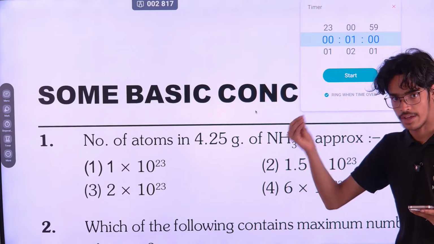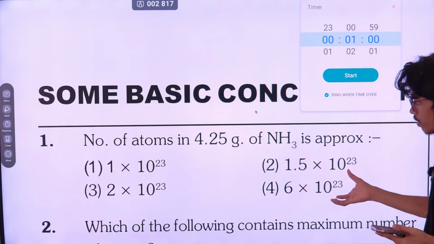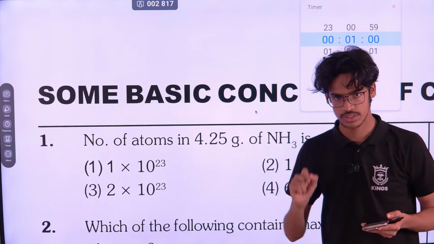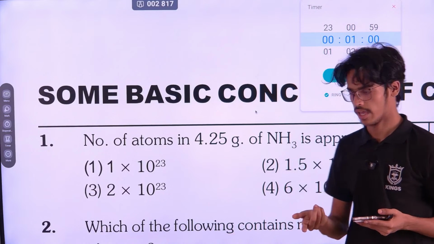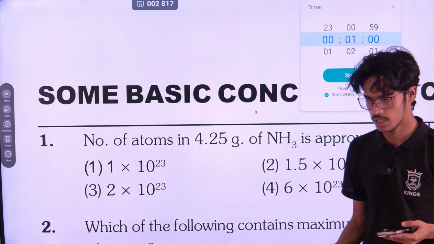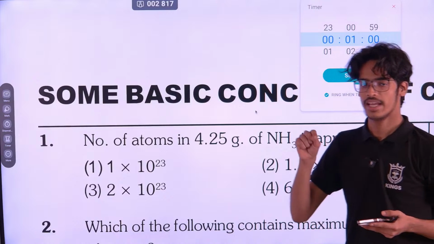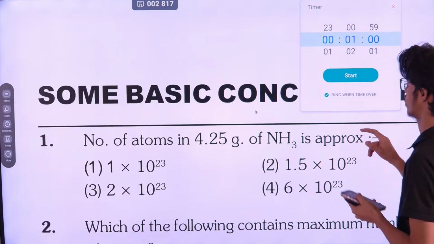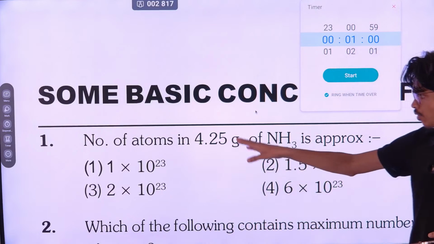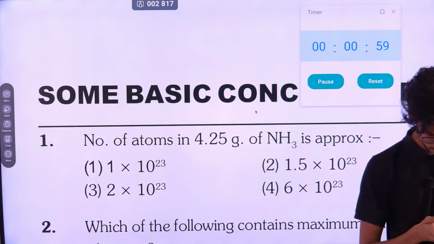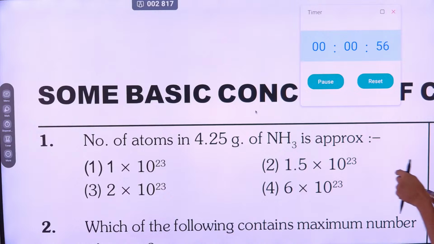I am going to do this for every question. If you are able to solve it in 1 minute and get the correct answer, you mark +4 for yourself. If you got the wrong answer, take -1, and if you didn't do the question, put 0. At the end of the session you tell me how many marks you got, or how many questions you did. So let's start with the first question. Number of atoms in 4.25 gram of ammonia is approximately how much?